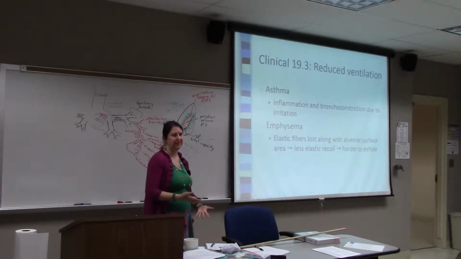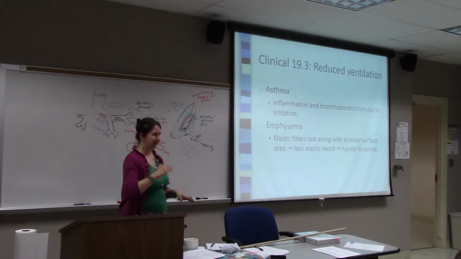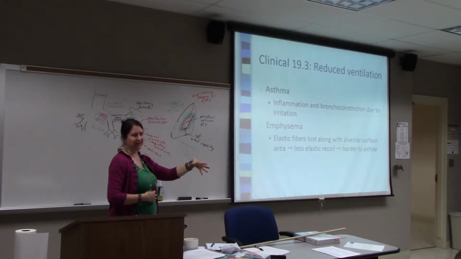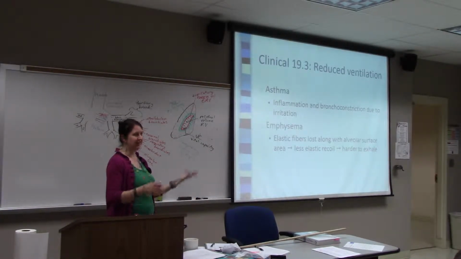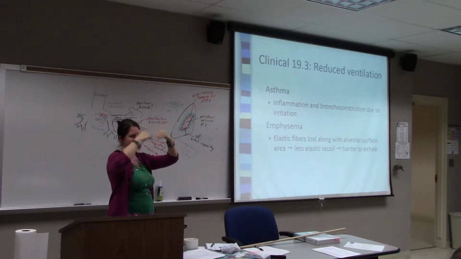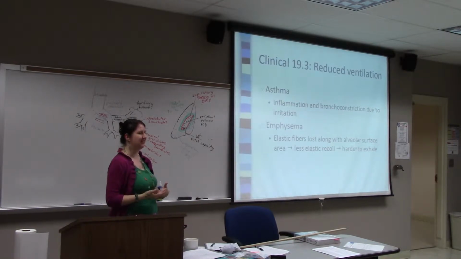Two major conditions that cause reduced ventilation are asthma, where some kind of irritation causes inflammation of the airways, and bronchoconstriction. So less air, that causes more air resistance. The air can't move in and out as quickly.